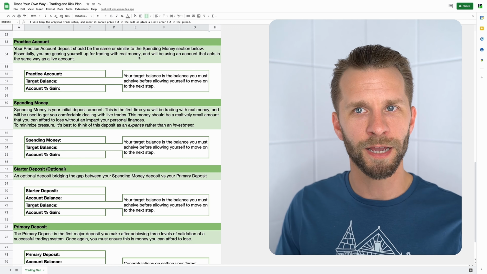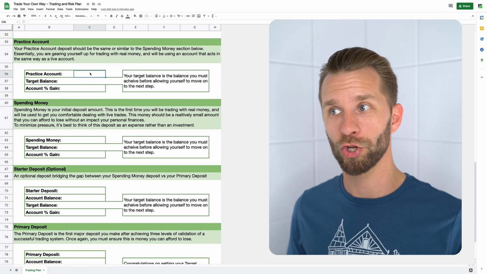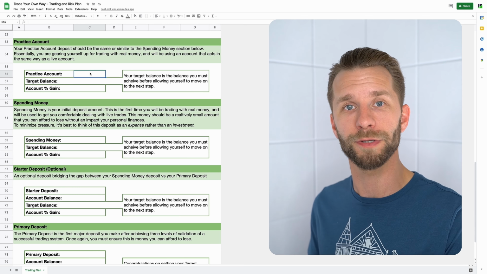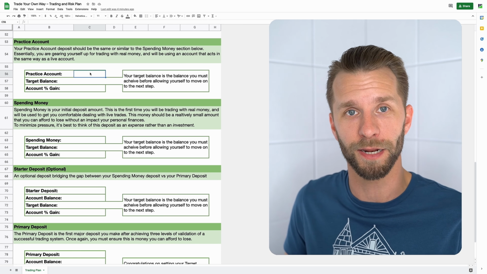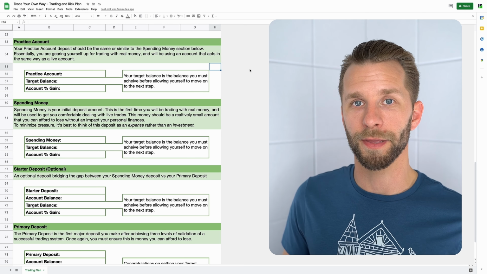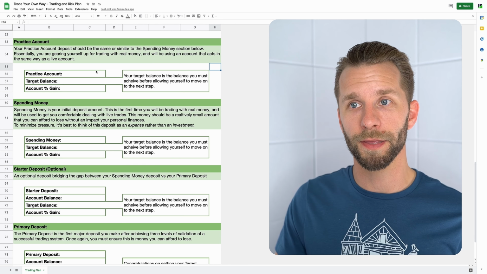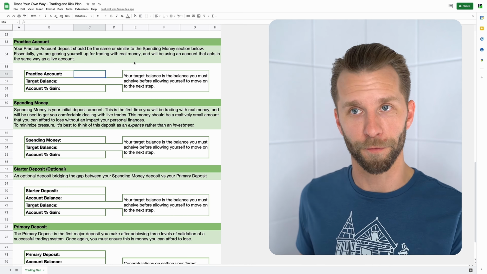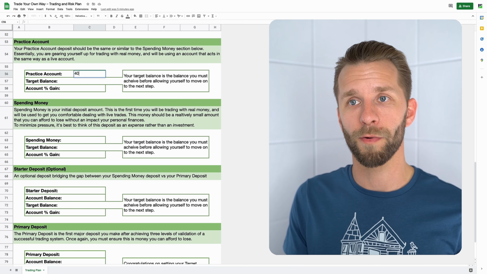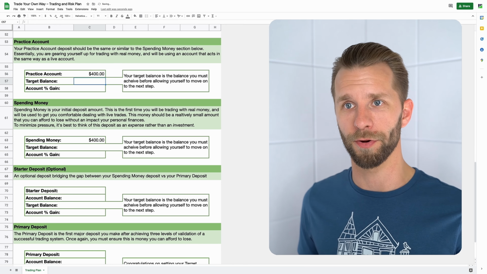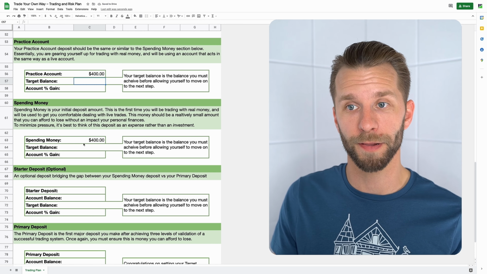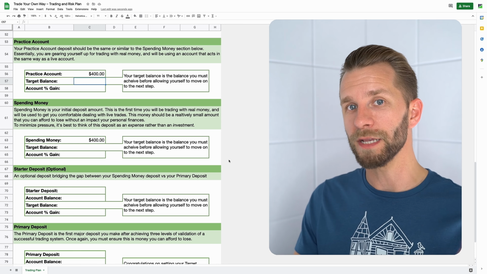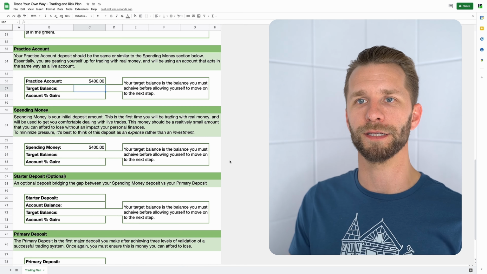So it's best to set that practice account to be relative to what we're going to use as our first actual real money deposit. I like to keep this something a lot more realistic and something that we could afford to lose. So this is once again going to be different for everyone, but let's say we want to set our practice account to $400. You can see it's already filled in the section below because these two should match up, and I'll explain why in a second.